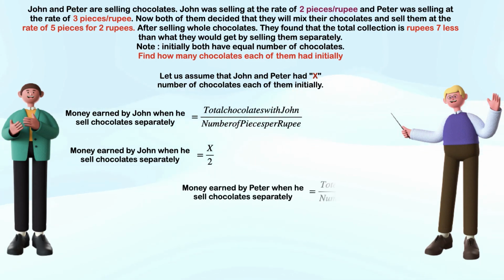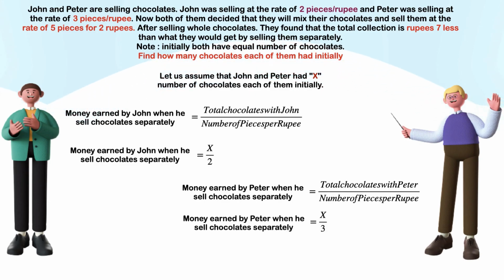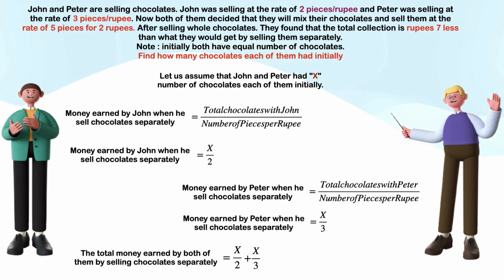Money earned by Peter when he sells chocolates separately is total chocolates with Peter over number of pieces per rupee. Money earned by Peter is X over 3 as he sells 3 chocolates per rupee. Total money earned by both of them by selling chocolates separately would be X over 2 plus X over 3.